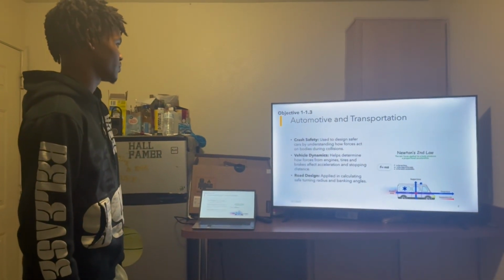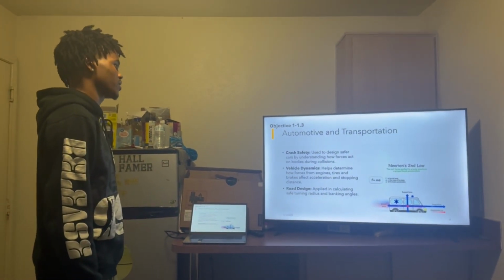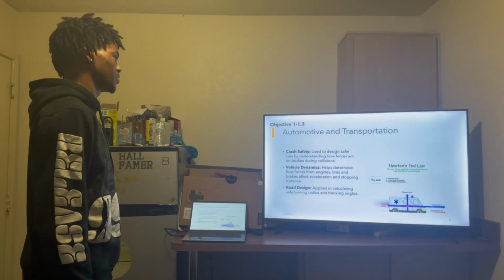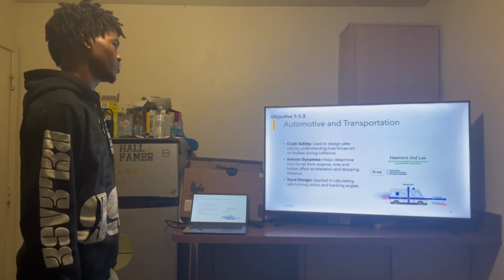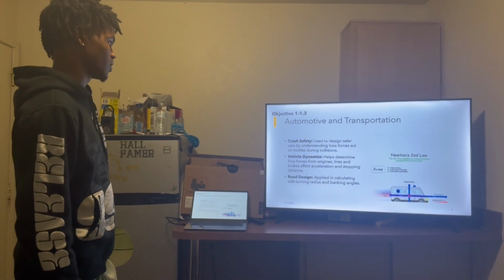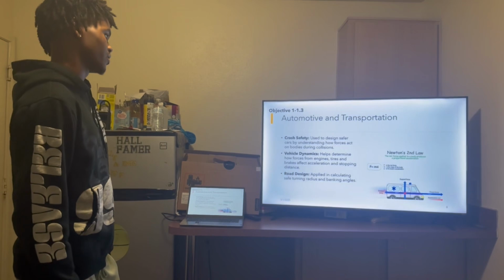Automotive and transportation. Crash safety. Used to design safer cars by understanding how forces act on bodies during collision. Vehicle dynamics. Helps determine how forces from engines, tires, and brakes affect acceleration and stopping distance. Road design. Applied in calculating safe turning radius and braking angles.